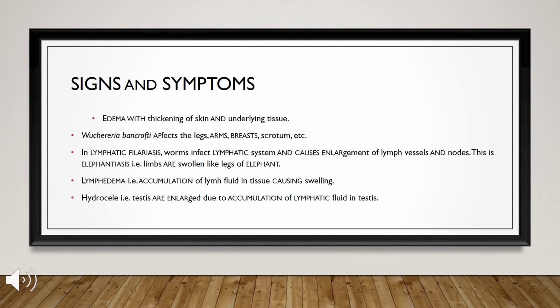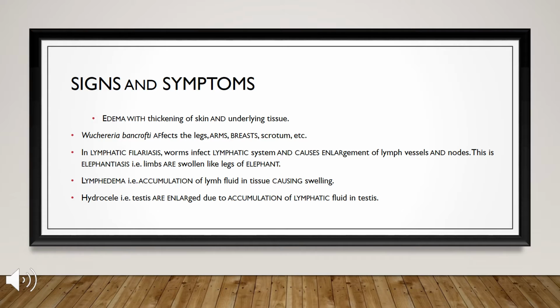Signs and symptoms of filariasis. Number 1, edema with thickening of skin and underlying tissues. Wuchereria bancrofti affects the leg, arms, breast, scrotum, etc. Hence, it appears swollen. In lymphatic filariasis, worms infect the lymphatic system and cause enlargement of lymph vessels and nodes. So this is elephantiasis, that is limbs are swollen like the legs of an elephant in lymphatic filariasis.